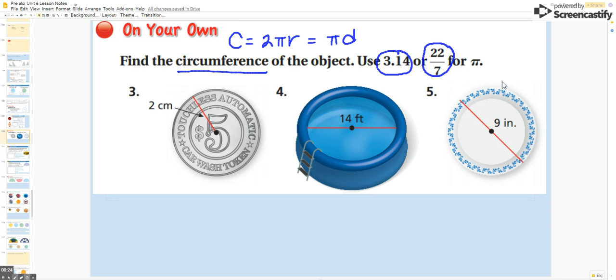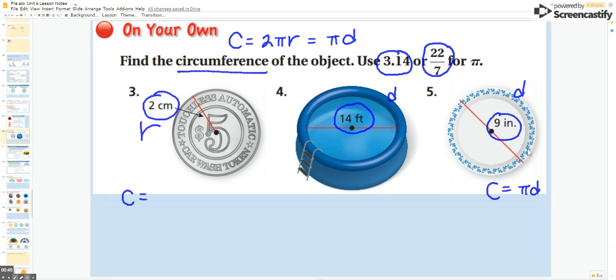All right, let's review this together. So circumference is going to be, as we know, the radius. I'm going to use the radius. And I have diameter, so I'm going to use diameter, 14. And this is diameter 2. So I'm going to use C is equal to pi d for this question. I'm going to use pi d for number 4. But I'm going to use C is equal to 2 pi r for number 3.